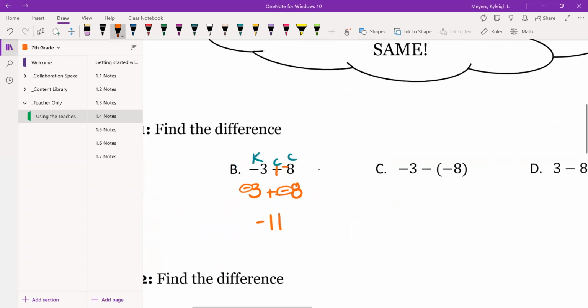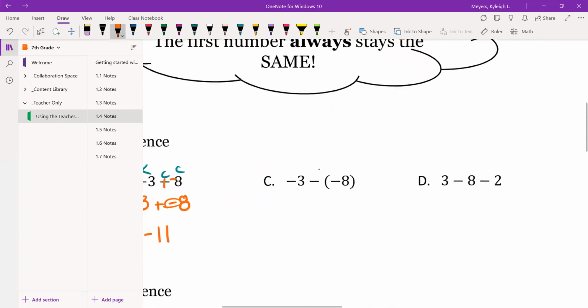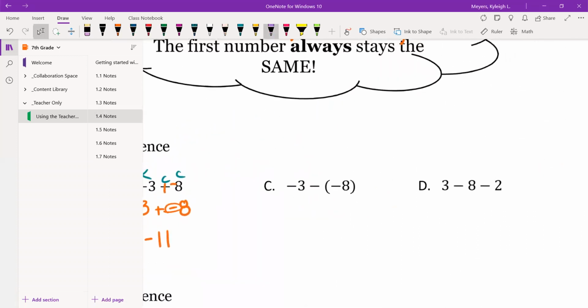All right, let's do the next one. Okay, keep, change. Keep this, change this, change this. So keep the -3, change this. So now it becomes -3 plus a +8. Okay, we have a -3 and a +8. Opposite sign, subtract. 8 minus 3 is 5. Keep the sign of the bigger number, so it's a +5.